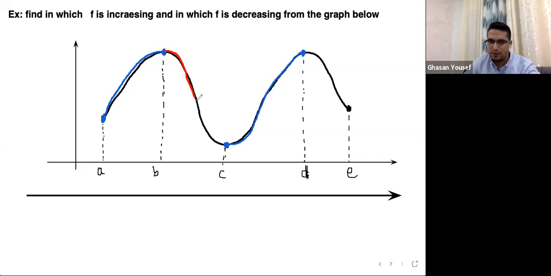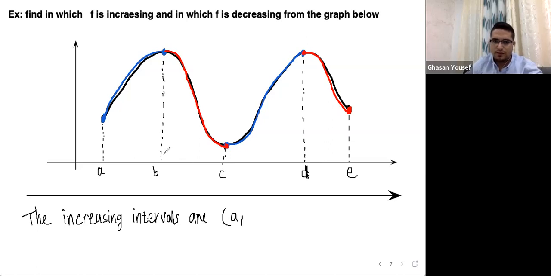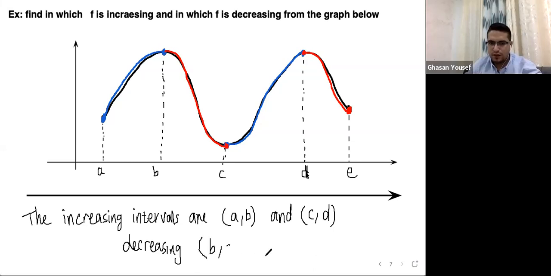So the increasing intervals are the open interval from A to B, and also from C to D, (C, D), and decreasing is from B to C and from D to E. Is it clear?